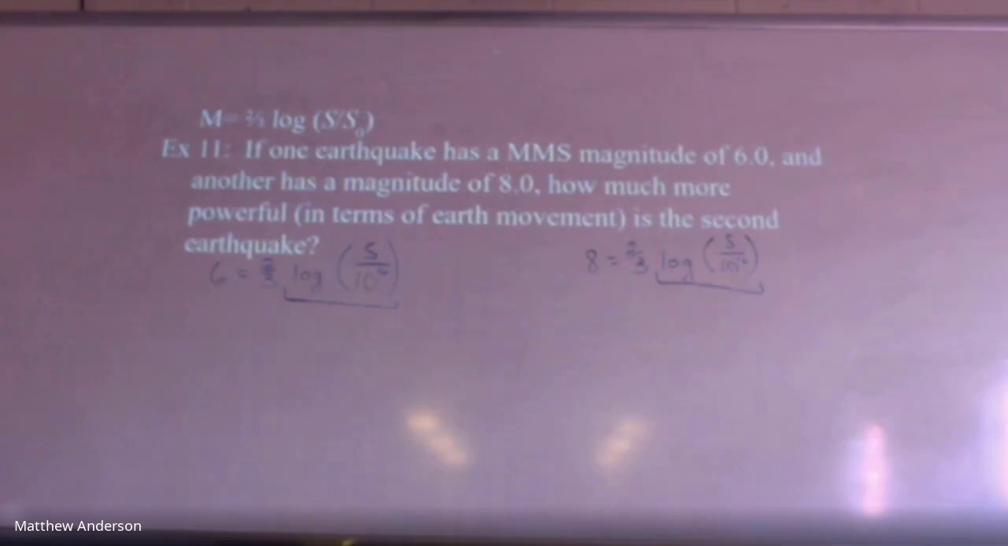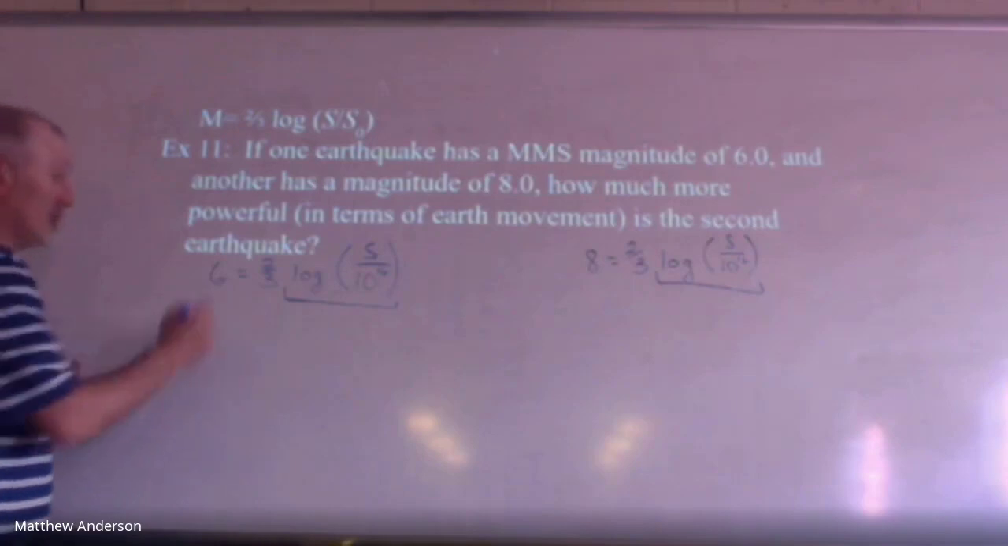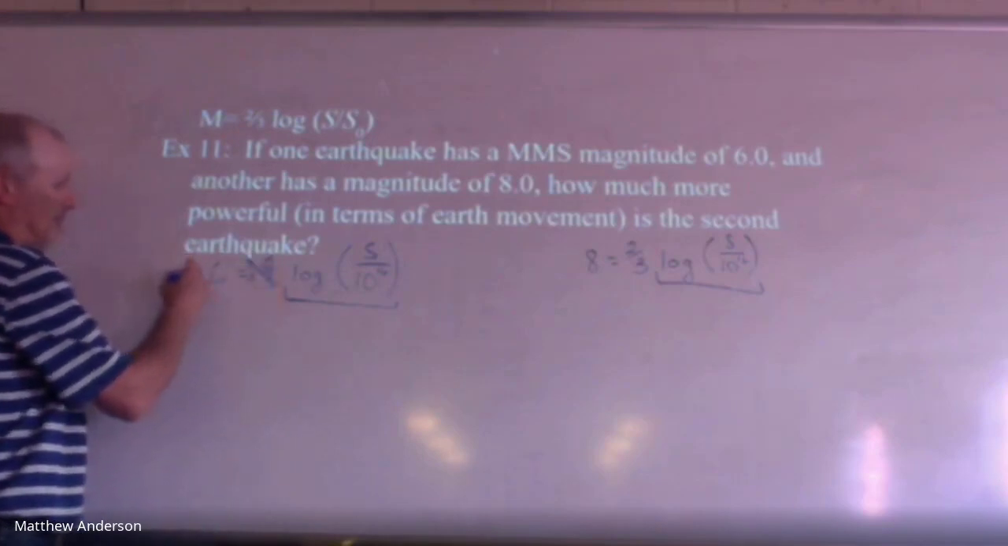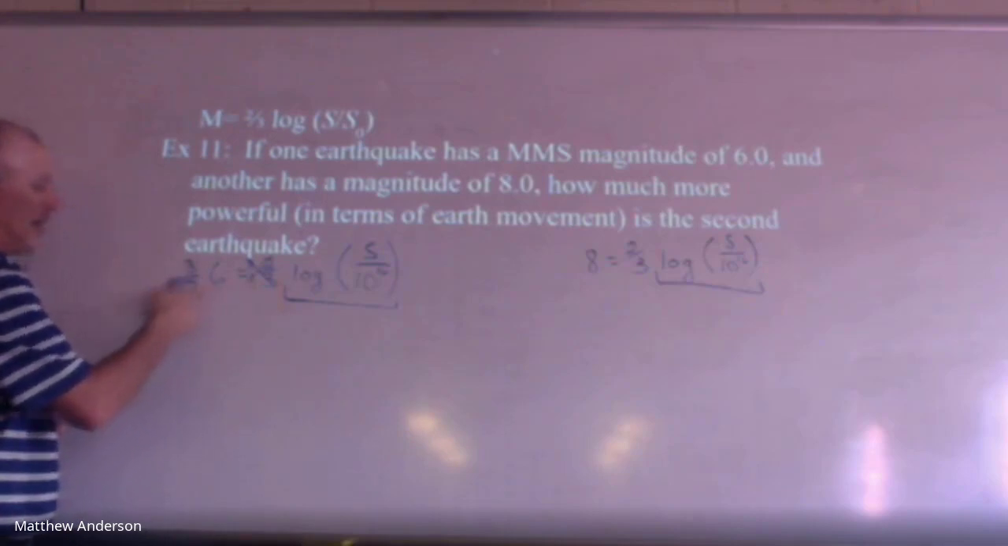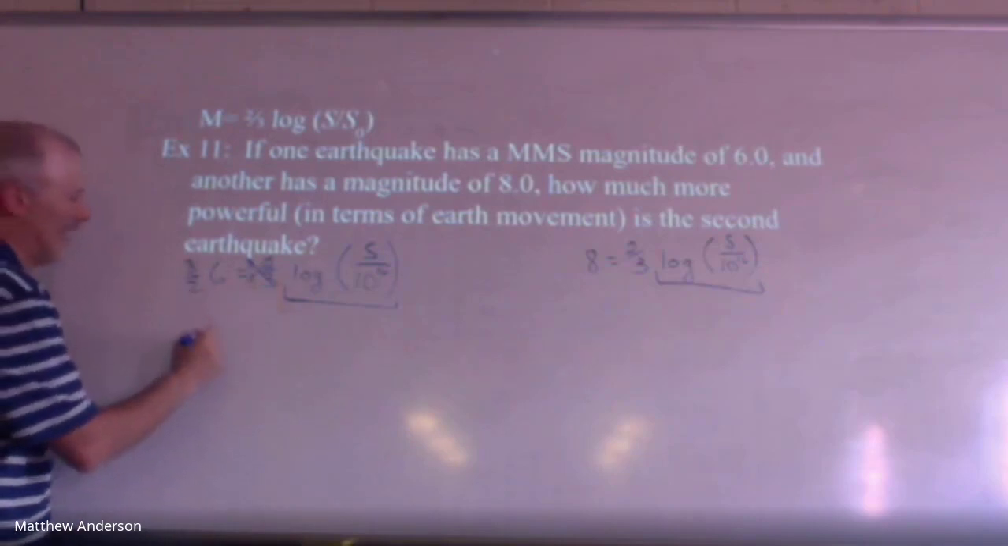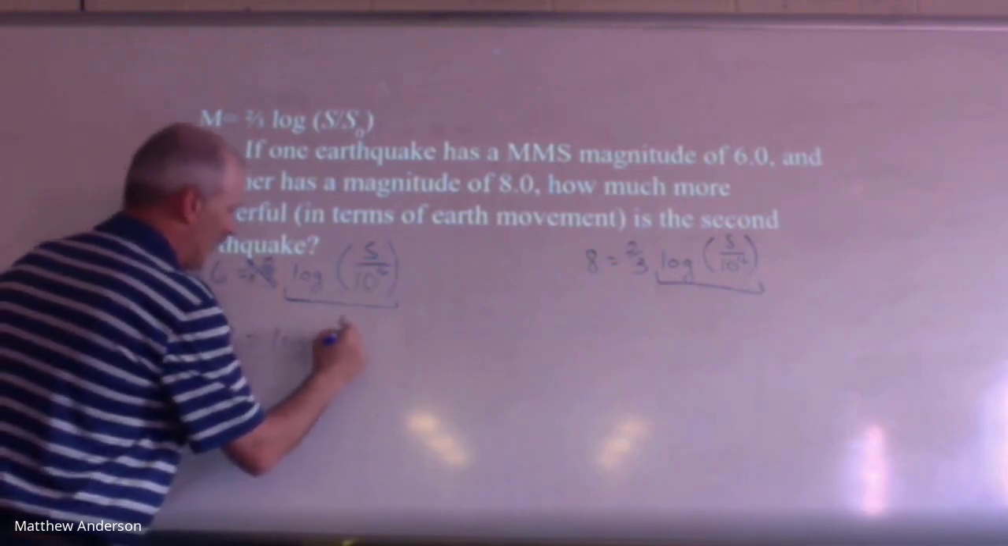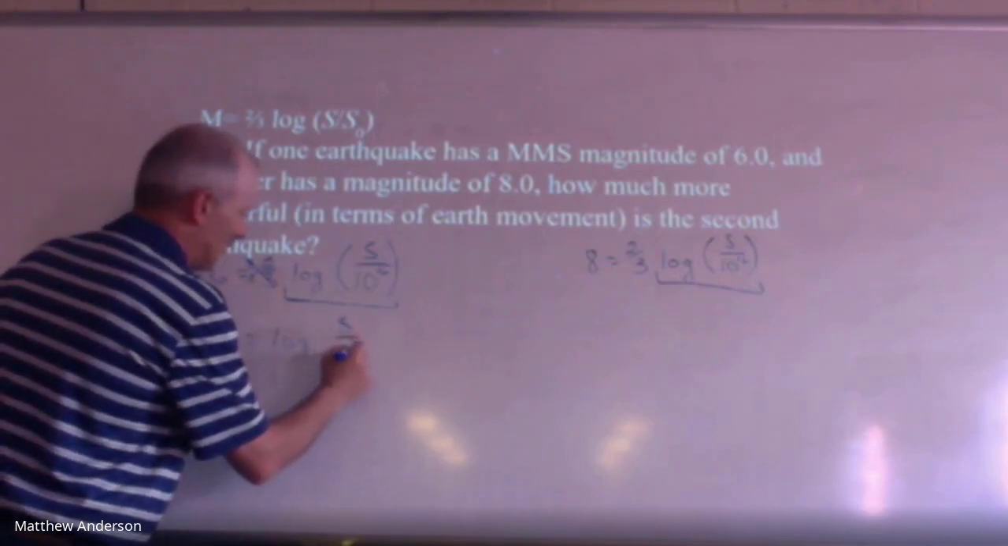Yeah, and we can divide by 2/3, and with a calculator you can do that. By hand, it's easier to multiply by the reciprocal. So I'm going to multiply by 3/2, and that cancels that out. And when I multiply 6 by 3/2, we get 9. And so now we have 9 equals log of S over 10 to the 16th.